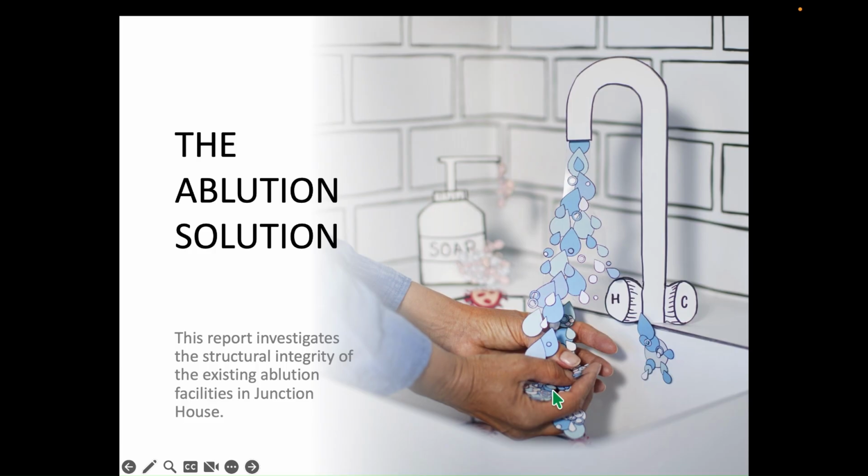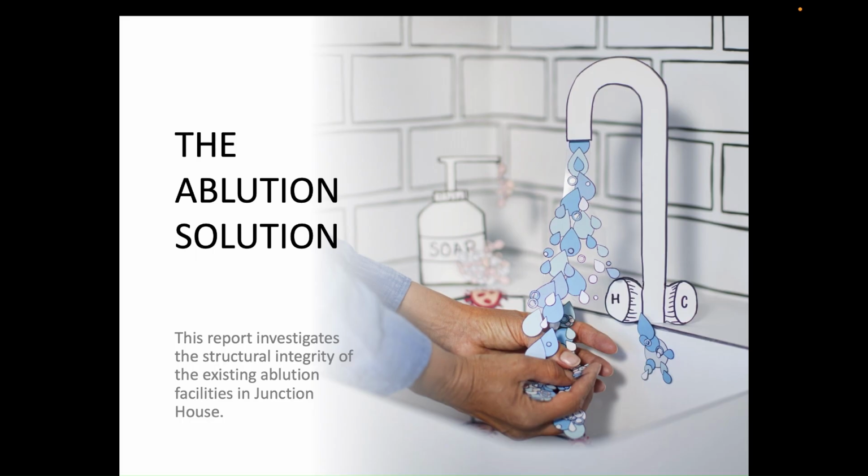Right, this report is all about the ablution facilities at Junction House in Johannesburg. This is a fictitious place. I've changed the names of places in order to protect those who actually did the original report.